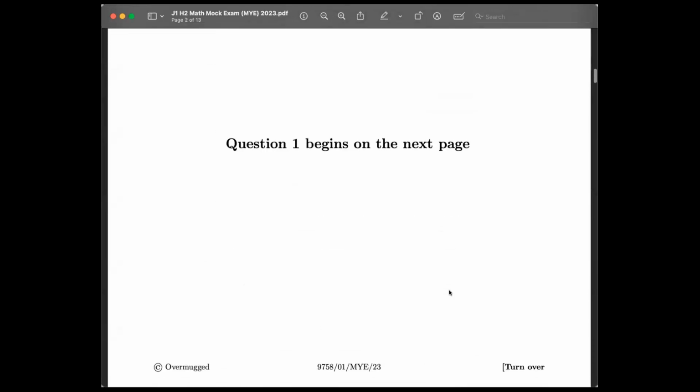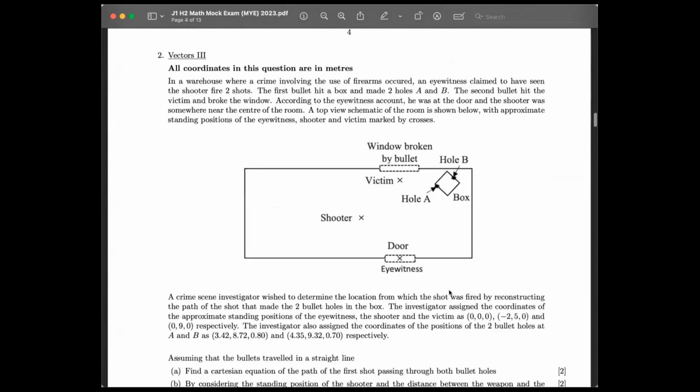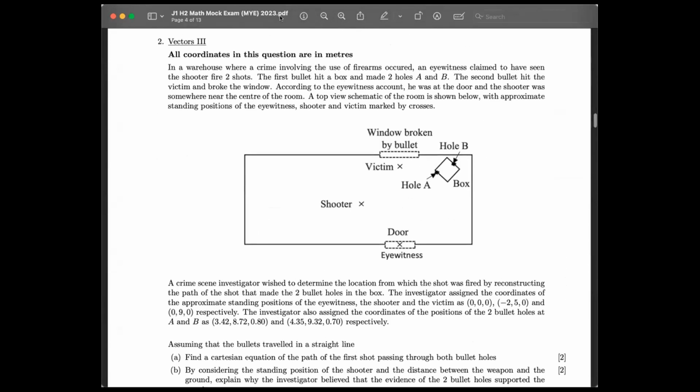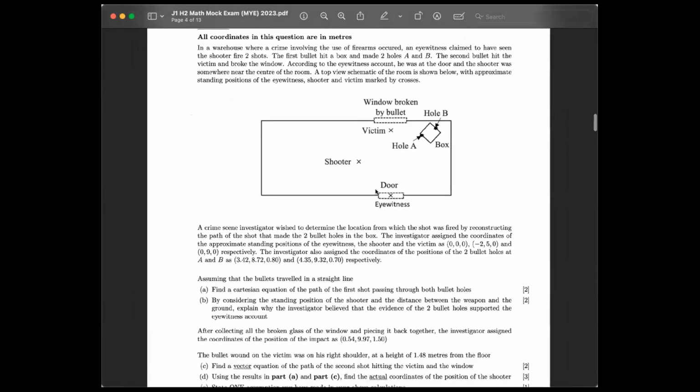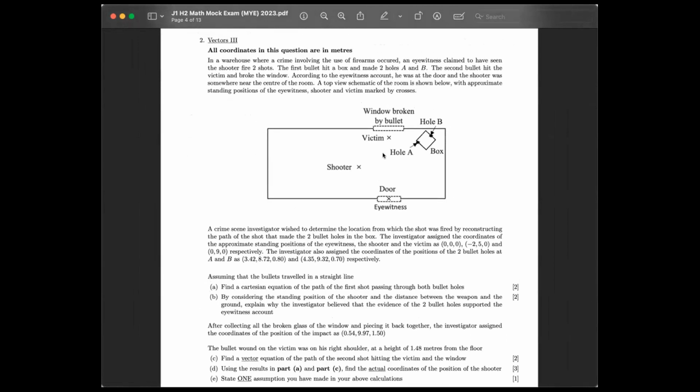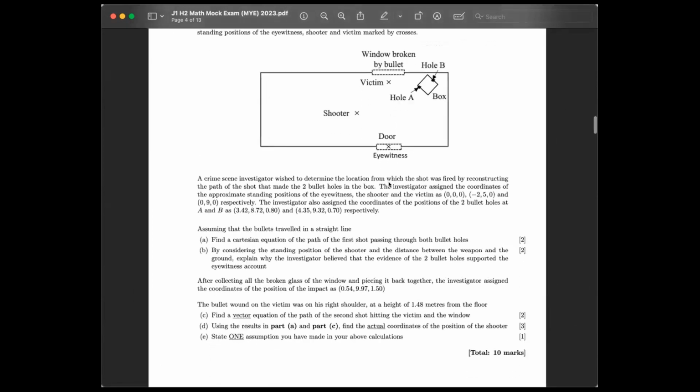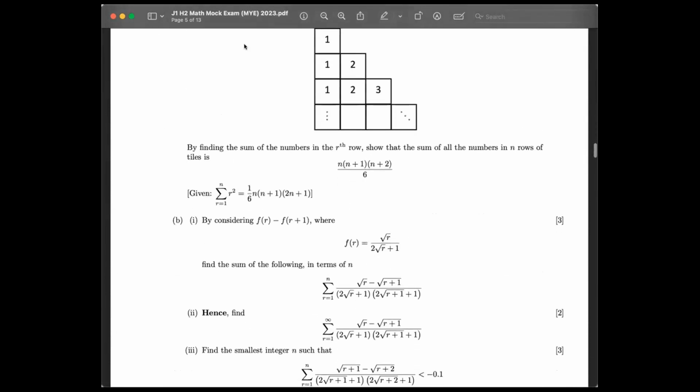So I think these are some interesting questions that you can see. For those that are online, if you want to see, you can see as well. I think the most interesting one I've seen so far is like this. Vectors. So basically you have a warehouse, you have a guy standing here, he shoots two bullets, then you get one bullet here, one bullet here. Then he shoots a guy, the guy died here. Then you need to check what happened. Pretty cool question. And the rest are not important.